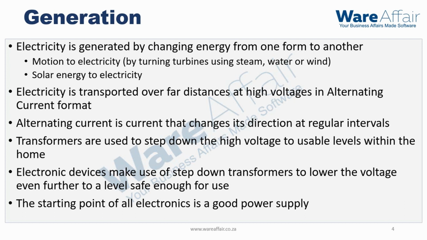Electricity is transported over far distances at high voltages in alternating current format. This is current that changes its direction at regular intervals. Transformers are used to step down the high voltage to usable levels within the home. Electronic devices make use of step-down transformers to lower the voltage even further to a level safe enough for use.